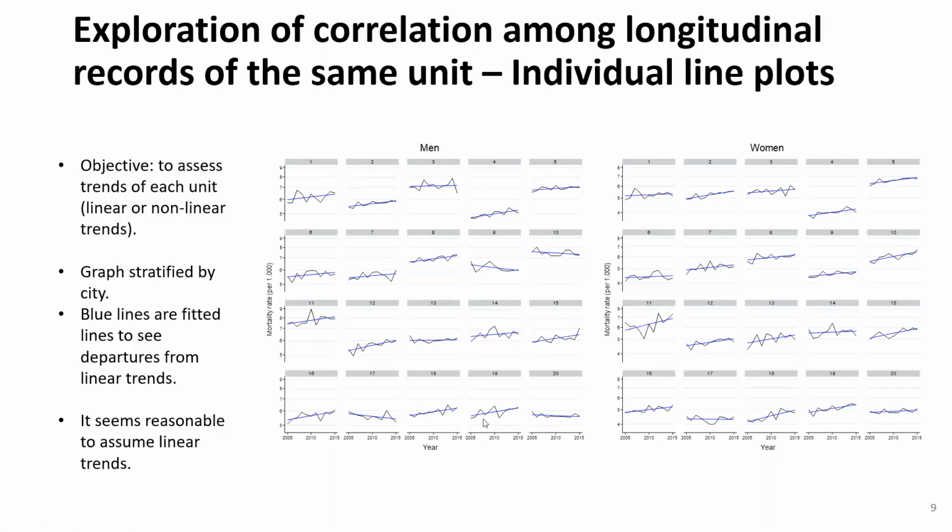It's a bit small, and each graph represents one city for men and women. By looking at this, I think we could assume that there is a linear trend across time and across cities. But they have different trajectories. In some cities they are going up, and in some cities we see a decline as well.